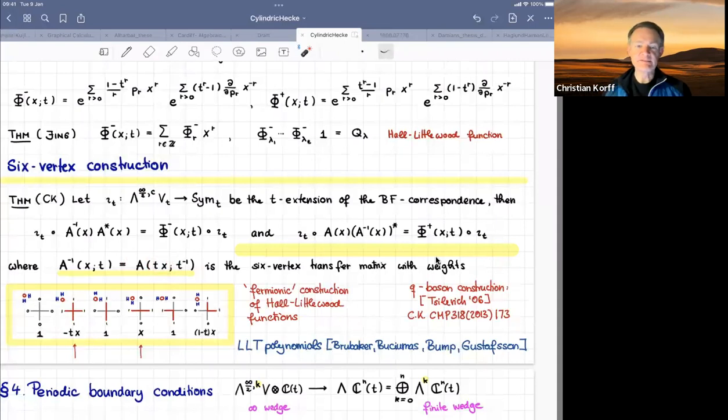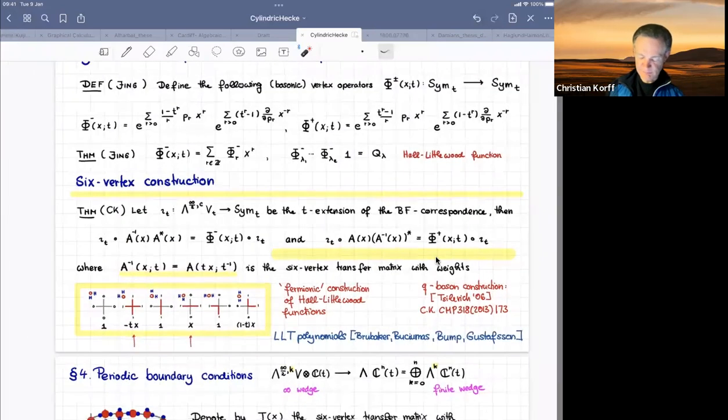So that was a bit of a surprise. And this is in spirit very similar to what people here have done in the context of what I mentioned before, the Lascoux, Leclerc, and Thibon polynomials.